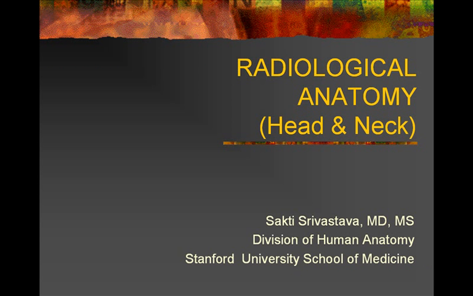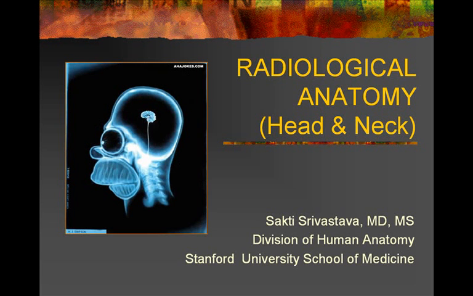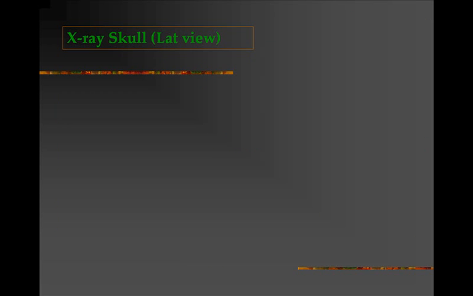Welcome to this module on radiological anatomy of the head and neck region. This module includes normal and abnormal radiological images pertaining to the head and neck region. Let us begin with an X-ray of the skull.